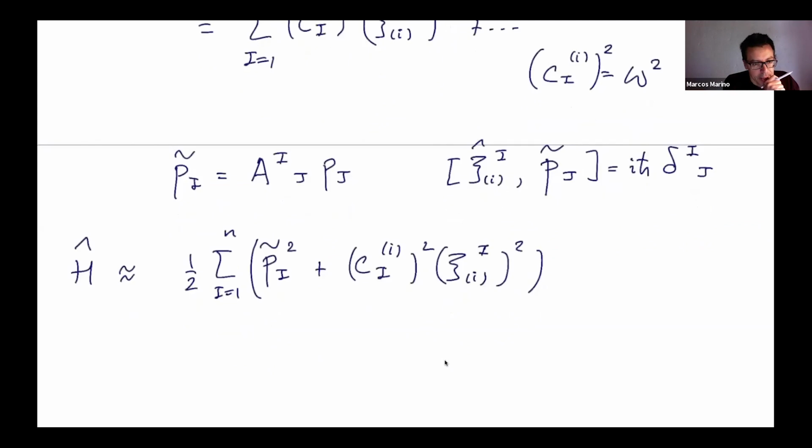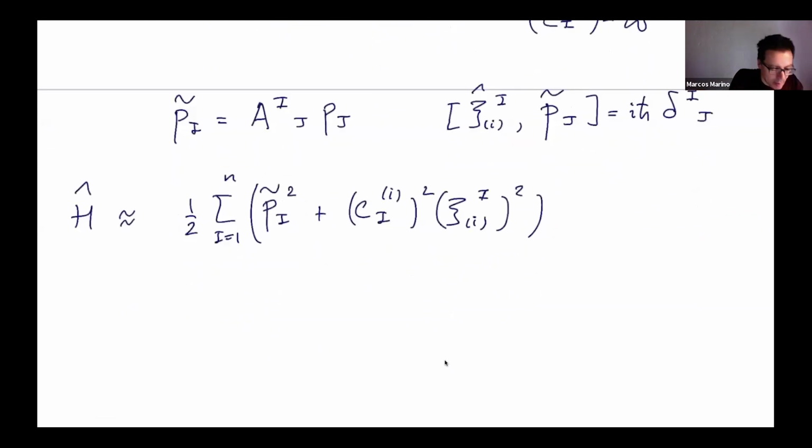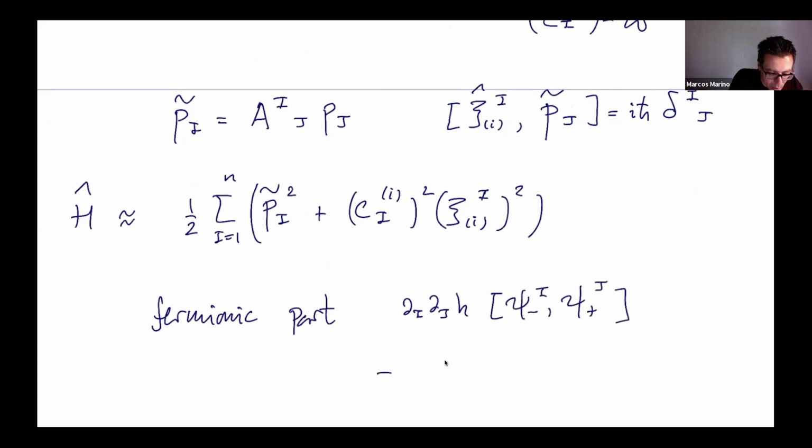So the last thing we have to do is to analyze the fermionic part. And again, you can imagine that we have to do a similar trick. The fermionic part, remember, was ∂_i ∂_j H times ψ_i^- ψ_j^+. But this also involves the Hessian of this function. So when you are near a critical point, you can just write this in this way.